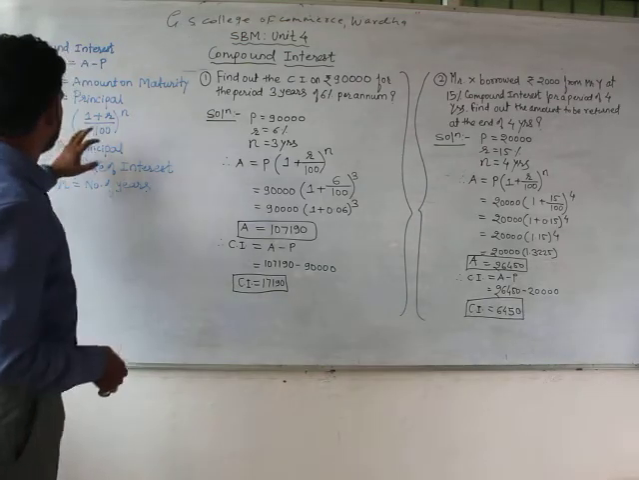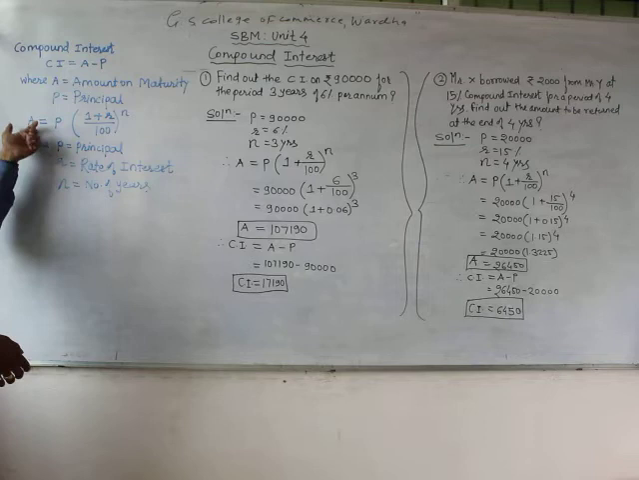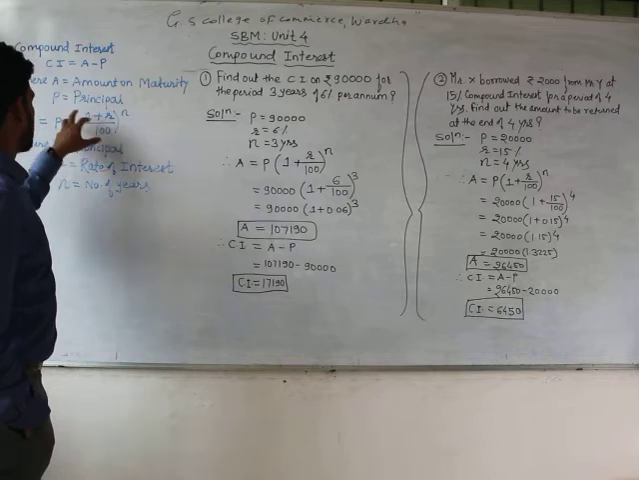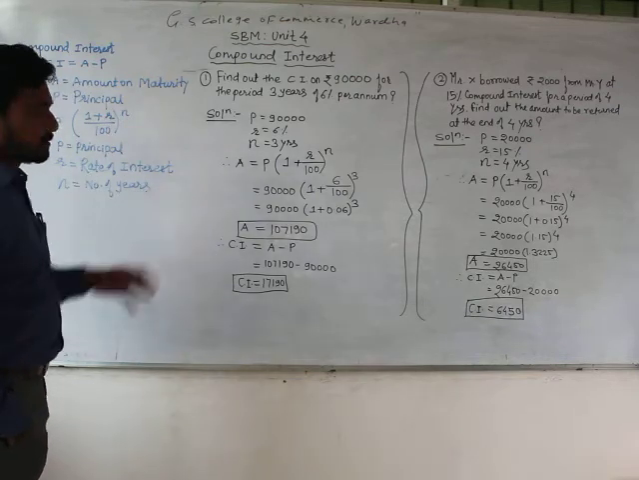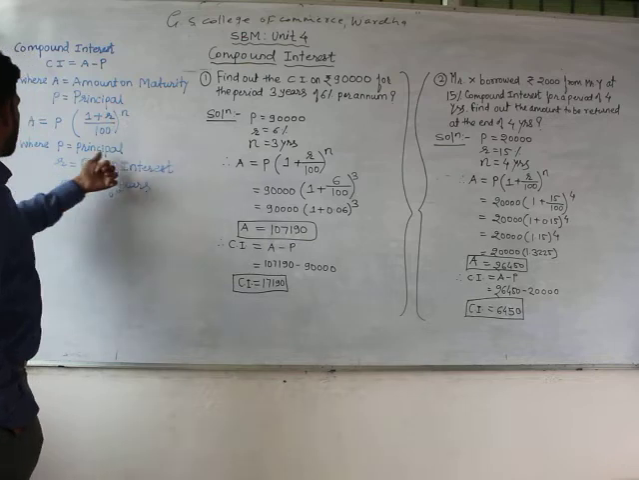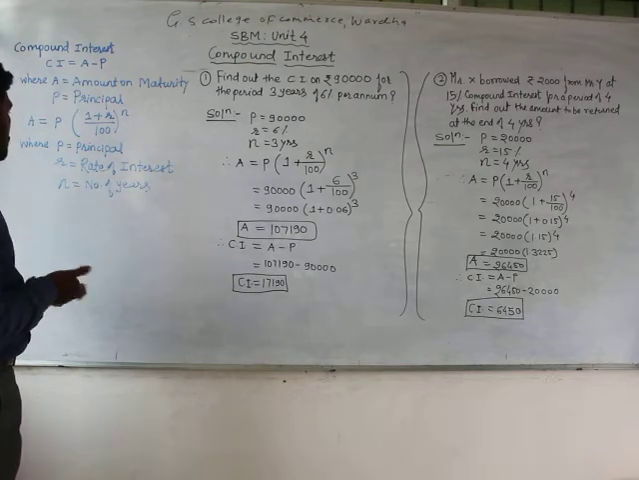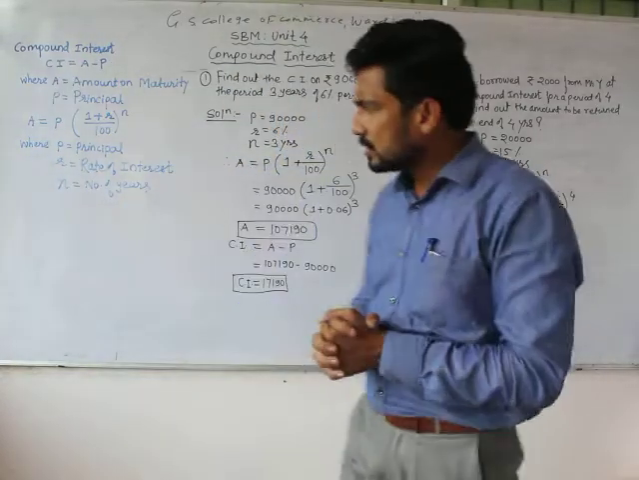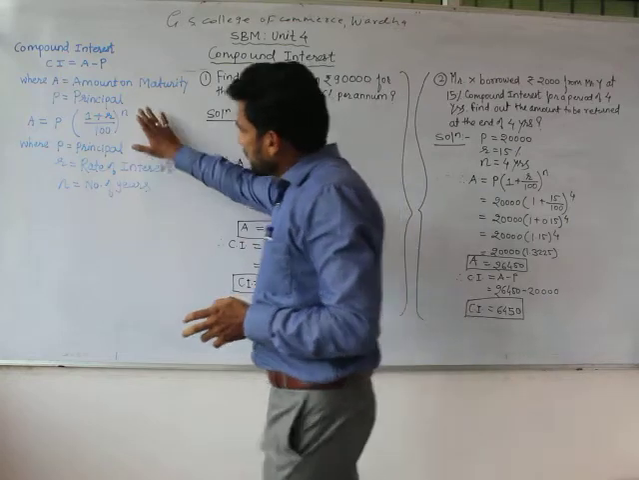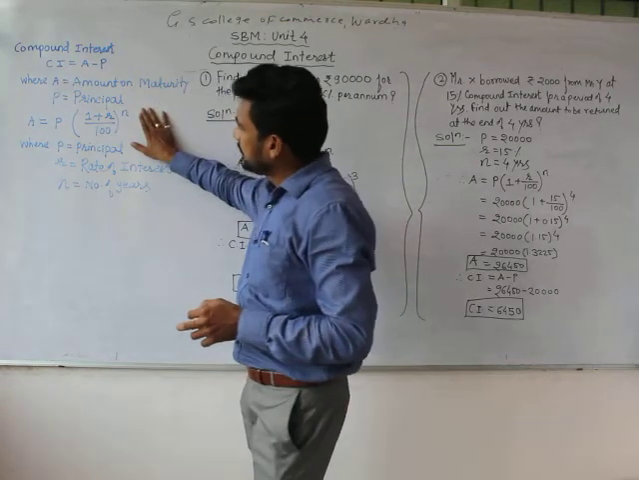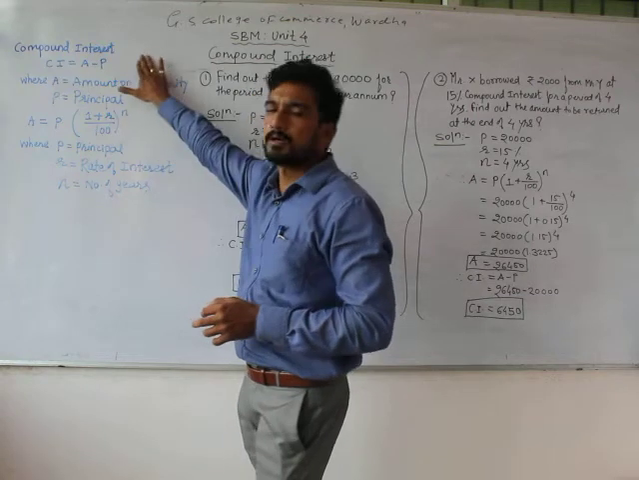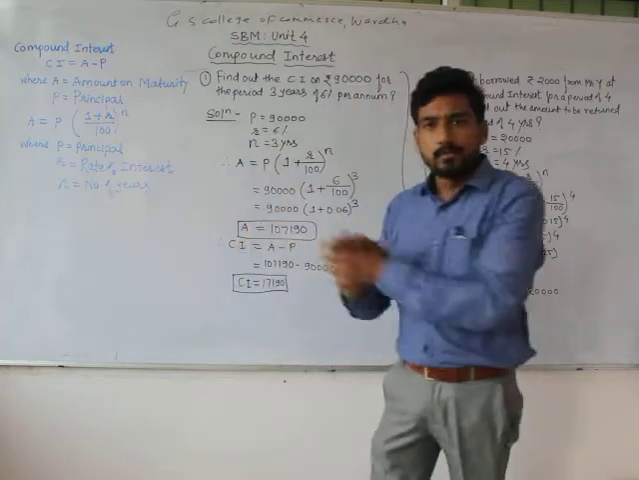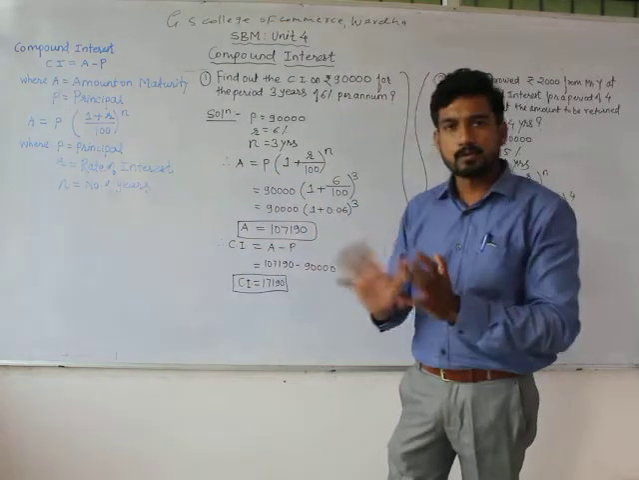Now let us go through the formula of amount on maturity. Amount on maturity, abbreviated as A, equals P into bracket 1 plus R divided by 100, bracket complete, to the power N. P stands for principal, R equals rate of interest, and N equals number of years. So this is the way we can calculate compound interest. First we will calculate the amount on maturity, and with the help of the amount on maturity and principal, we will calculate the compound interest. I hope the formula is okay for you. Understand it properly and you will have no problem with the formula.